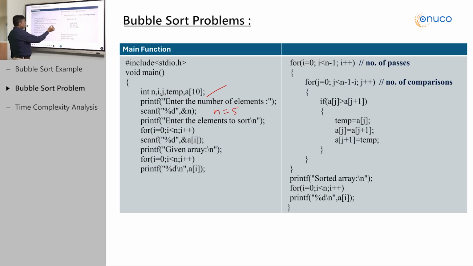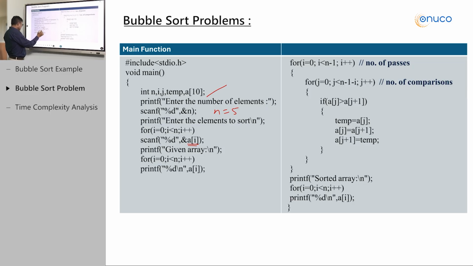Now enter the elements to be sorted, right? So we are going to enter one by one all the elements, how many elements? 5 elements, right? For that, we are going to write one for loop, for i is equal to 0, i less than n. Don't write equal to here, because i started with 0, so i less than n, i plus plus. And we read the array, whose name is a of i. So all those 5 elements we have read.